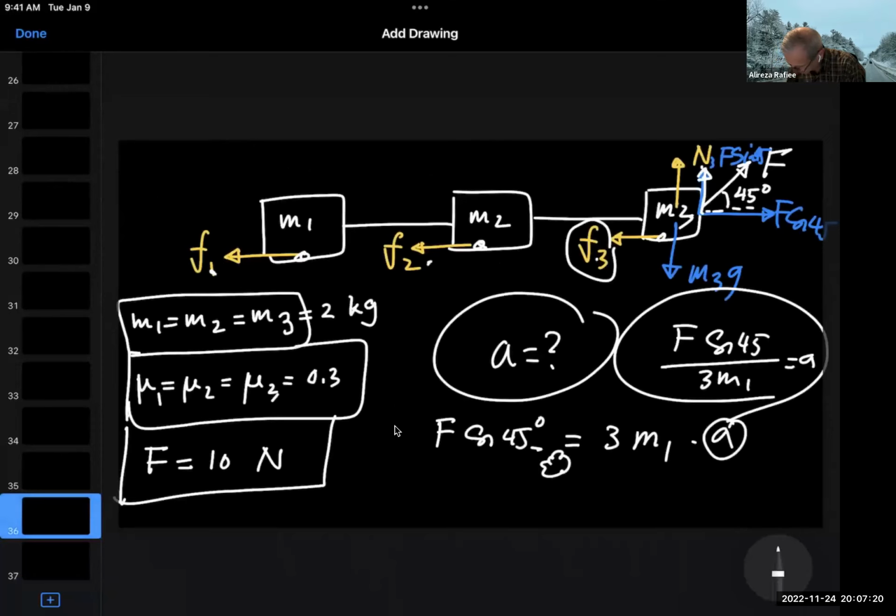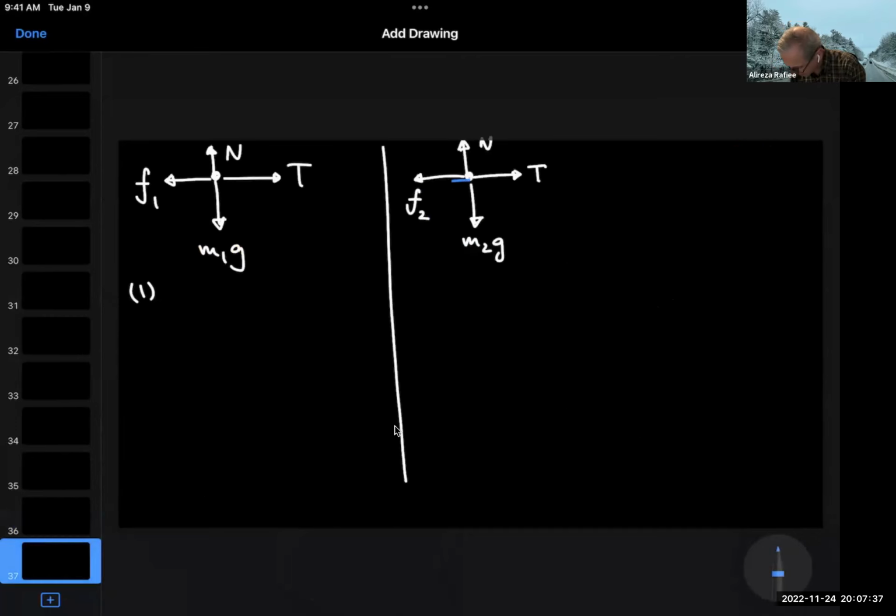But wait a second, here, this one feels T, but also from the left side, this object is going to apply T to it, which is the same amount of this T, right? So object two will also have another tension from the left side. Okay, that makes it complicated. So that's for the two.